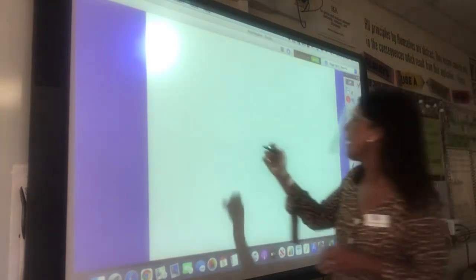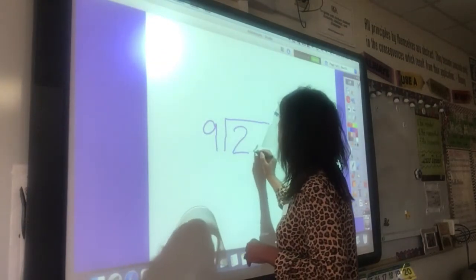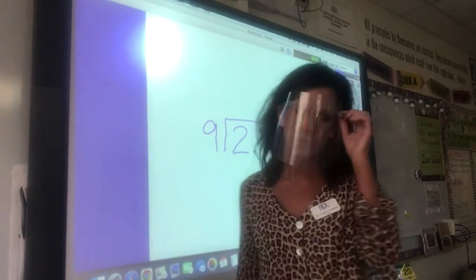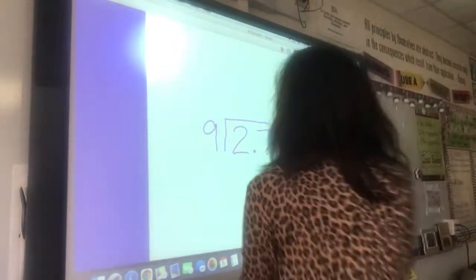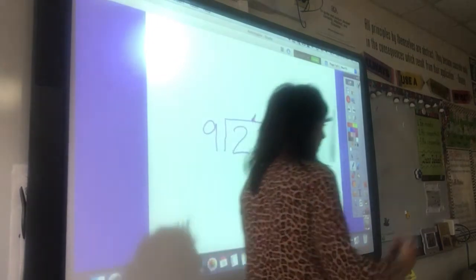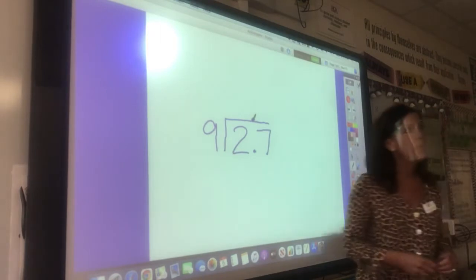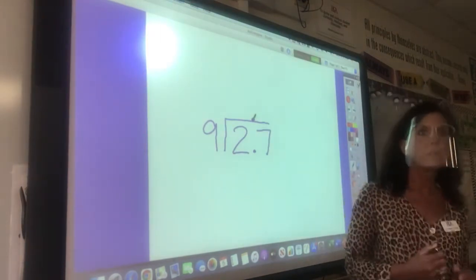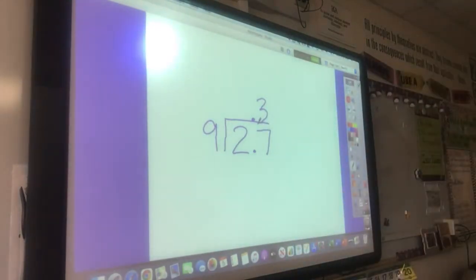Let's put 9 into 2.7. All right, all you do is bring your decimal point up. So the decimal point just comes straight up, okay? And then you look at that as 9 into 27. 3. Okay, so what would we get, Lucas? 3. So your answer is just 0.3. Okay, so all you do is bring your decimal point up.